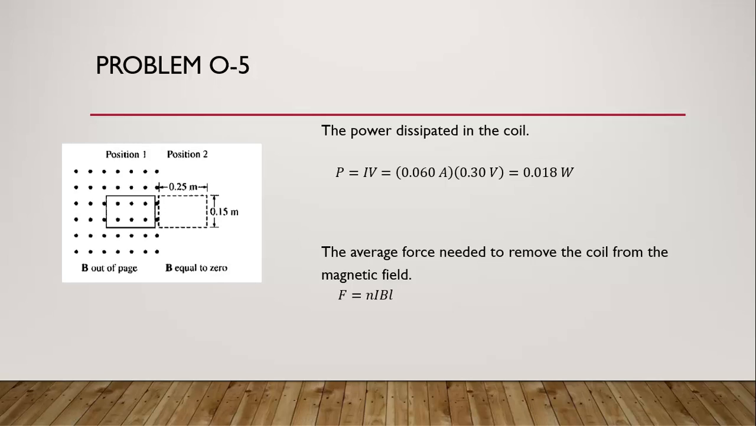And finally, the average magnetic force that we need. I did N times I times B times L, where N is the number of loops, because this current is in each of the loops. And so we get the average force is 0.036 newtons in order to pull this loop of wire out of the magnetic field.